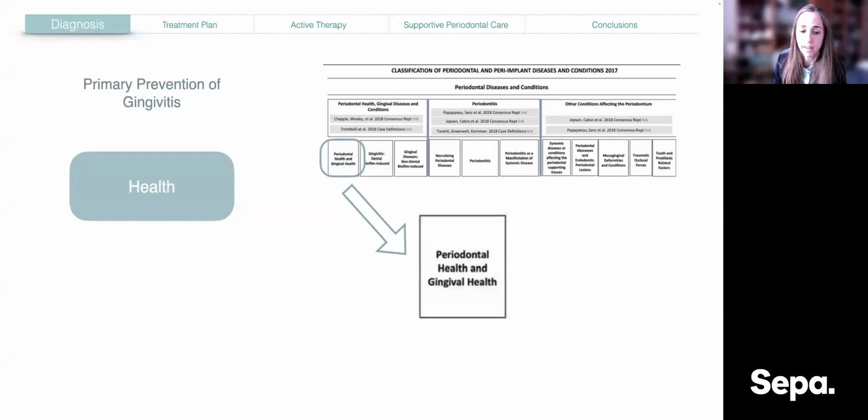In this level of diagnosis, there would be no need to implement any level of treatment, as there is no disease. And what we could develop at this level would be the primary prevention of any kind of periodontal disease, the prevention of gingivitis and periodontitis.